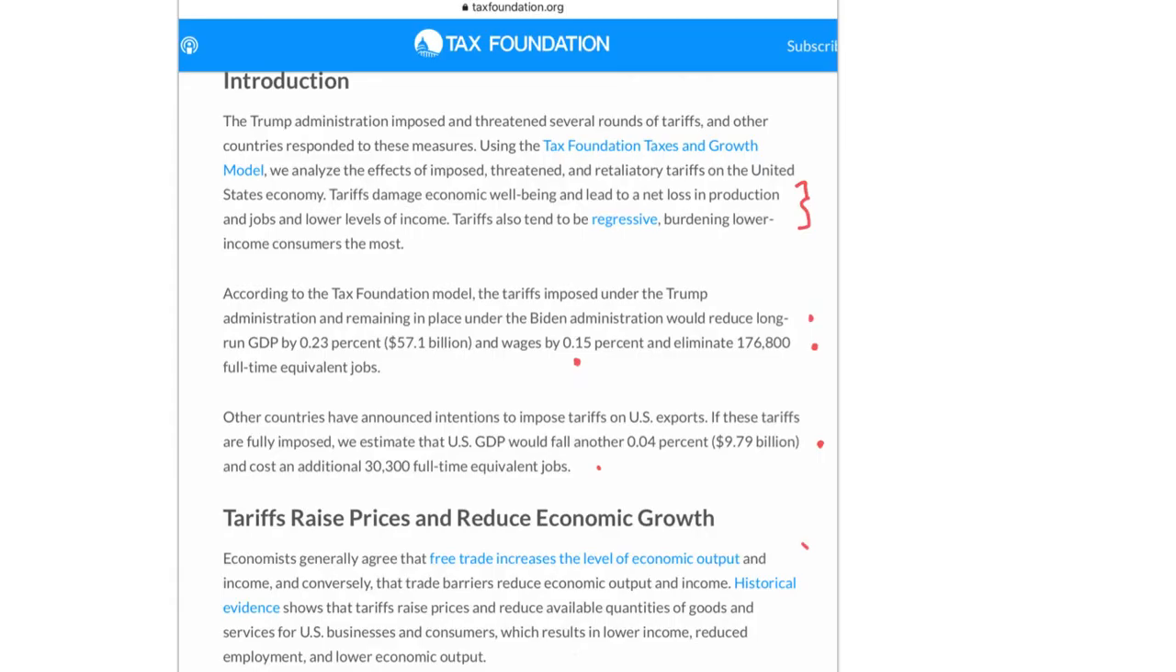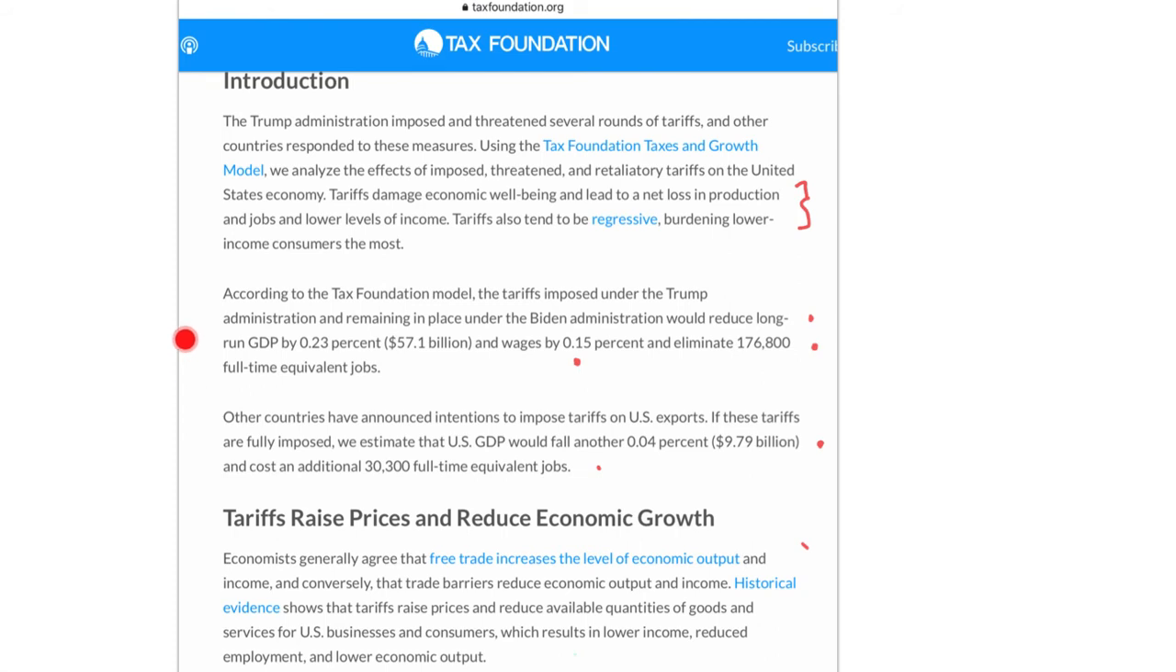Now the next one is evidence from the Tax Foundation. Okay, so you can just search taxfoundation.org. You can search these things out yourself. Firstly, they say tariffs tend to be regressive. In other words, the lower income consumers tend to pay the most with tariffs. Okay, so we talked about that in the analysis video about the socioeconomic groupings.